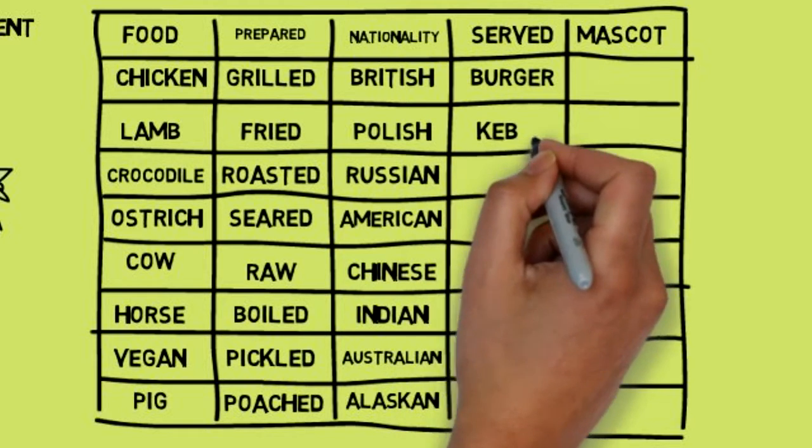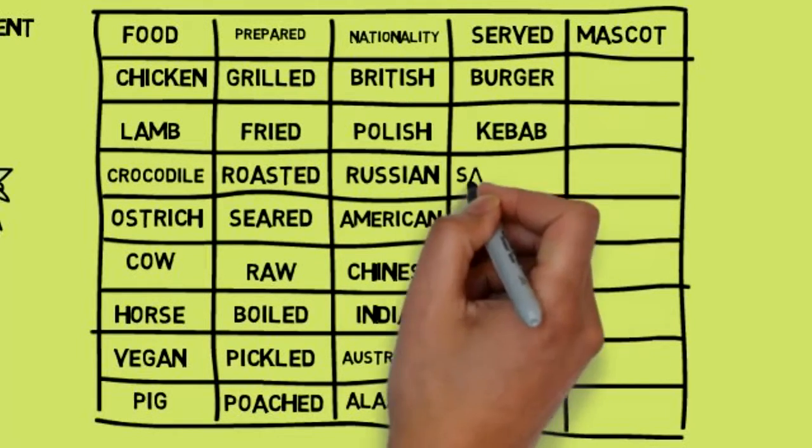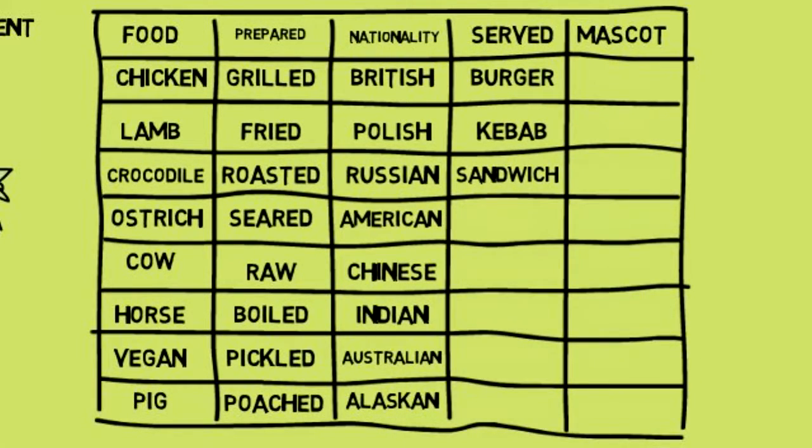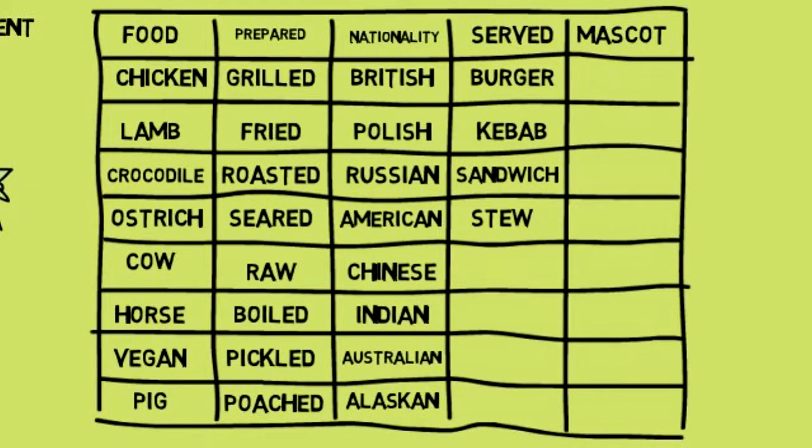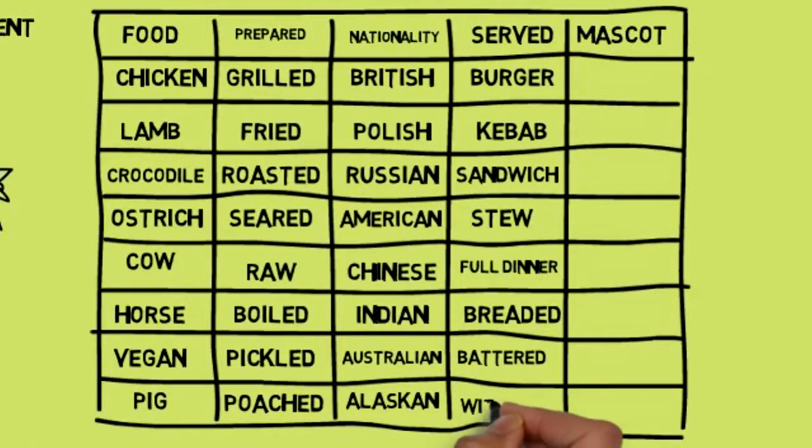A late night favourite is the kebab, and the classic lunchtime meal is the sandwich. But let's heat the dish up a little with a nice stew, and why not become extreme with a full dinner? Big, big, big dinner. But let's come back to portability now, and serve it in breadcrumbs or battered. And then, I don't know, how about we just serve it with a side order of rice?